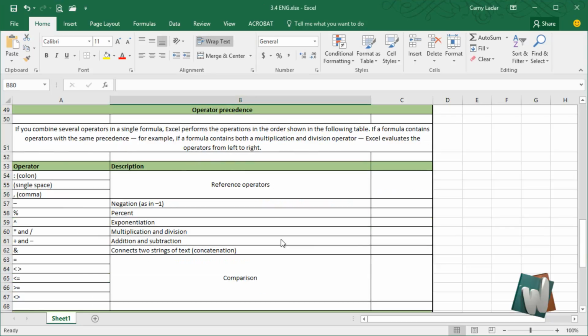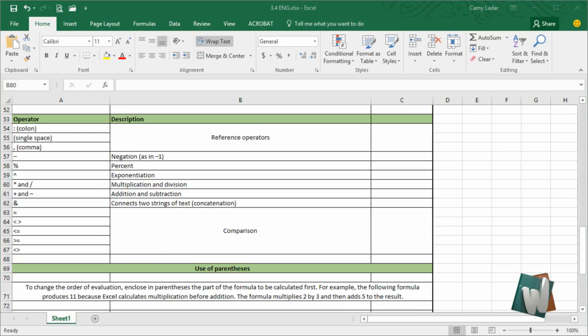After the equal sign, the operators that have precedence over the others are the reference operators. If you remember, I'm referring here to the colon, the space, or the comma, the ones that have to do with range of cells. Second in precedence is the negation. So negative numbers also come before other types of operators, followed by the percent, the exponentiation, multiplication and division, addition and subtraction, the connector, ampersand, and the comparison symbols.